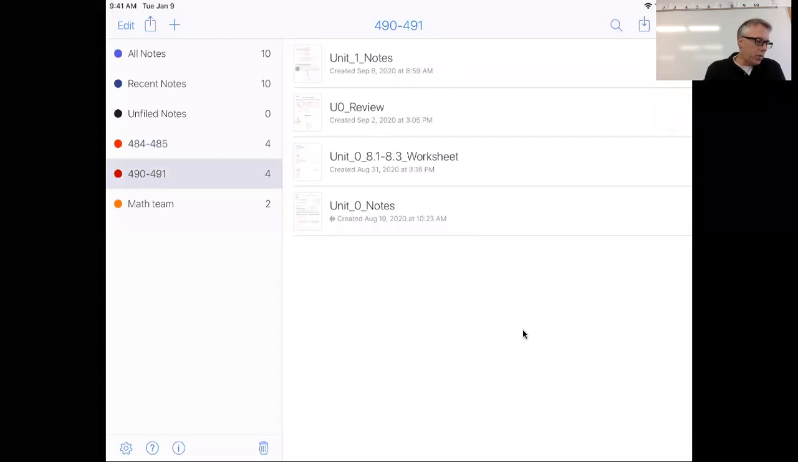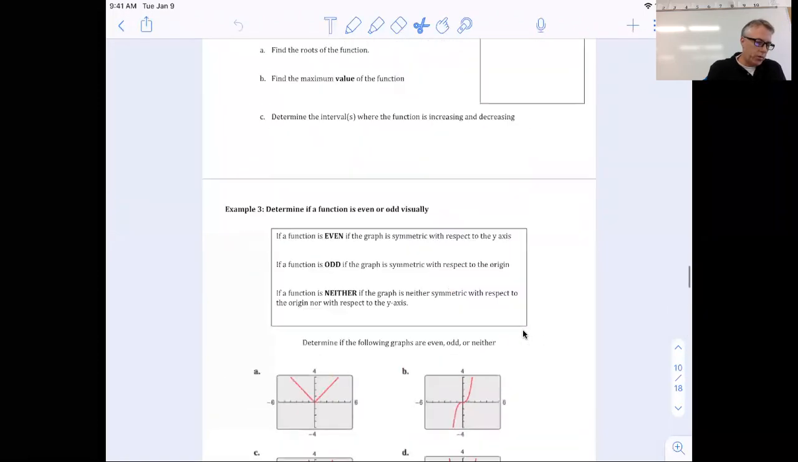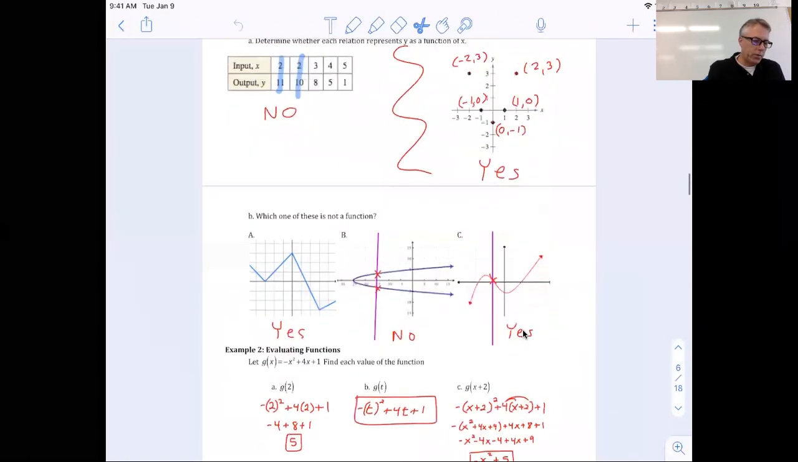So I'm going to continue the Unit 1 notes. And later on in class, as you know, we're going to quiz over 1.1 and 1.3. So I'm just kind of backing up here.